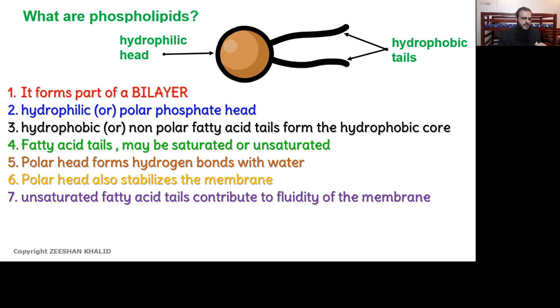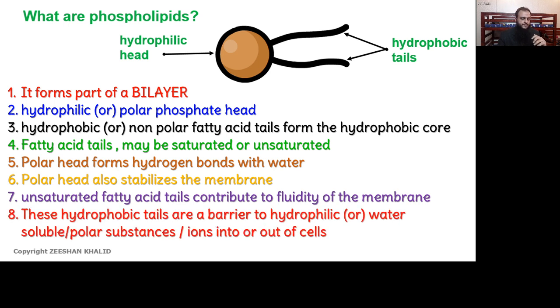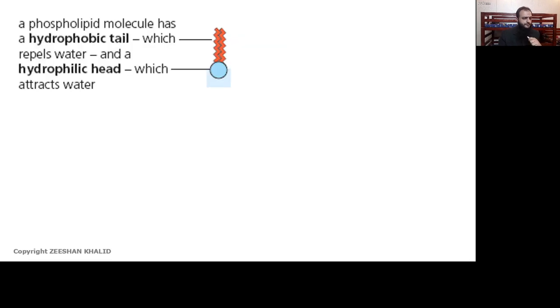Point number 7, unsaturated fatty acid tails contribute to the fluidity of the membrane. Now, when I say that the membrane is a fluid structure, we also don't want it to become too rigid, okay? So again, that is kept in its place by the fatty acid tails. And point number 8, these hydrophobic tails are a barrier to the hydrophilic water-soluble substances, polar substances. And that's the reason why anything can't enter the phospholipid bilayer, because of the fact that it has that hydrophobic core in between. Okay, and we're going to talk about that in detail in a minute.